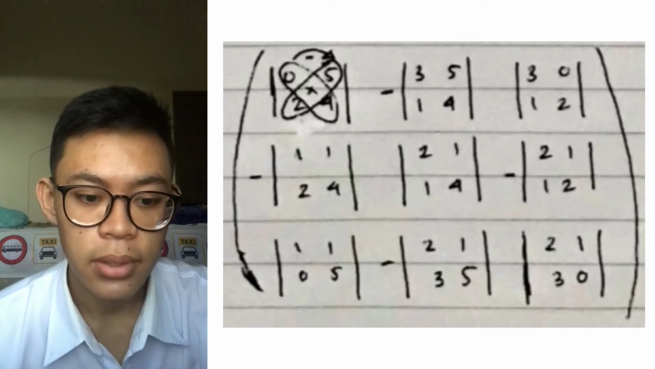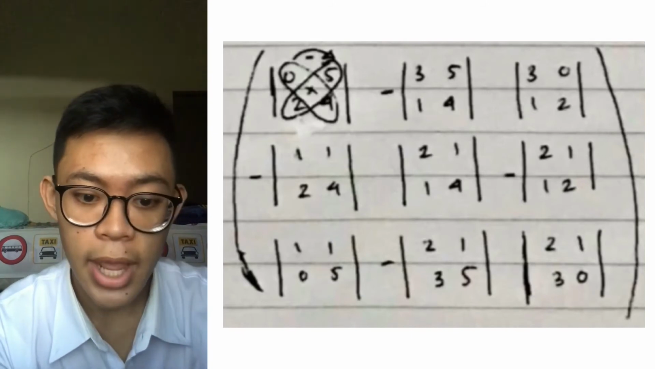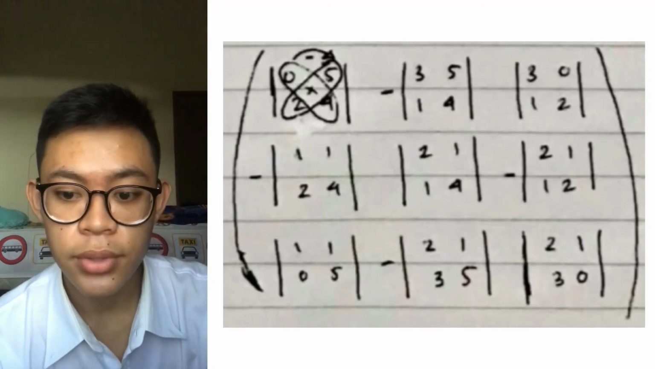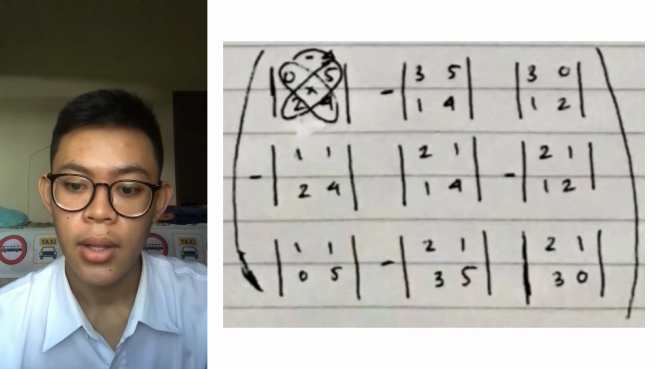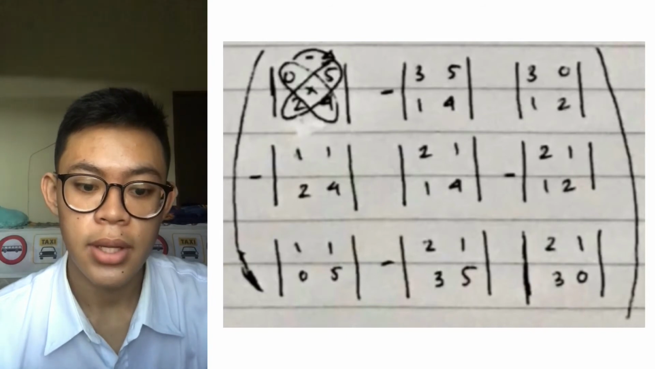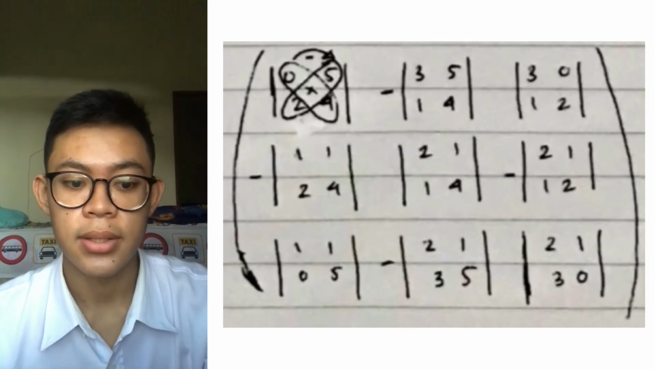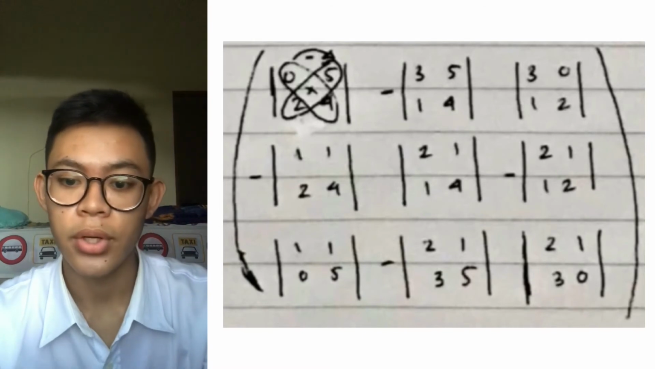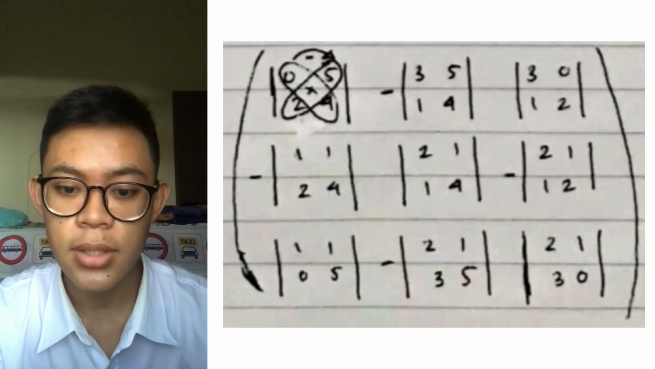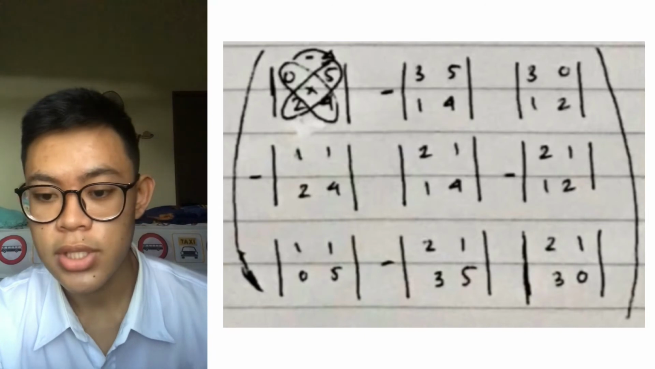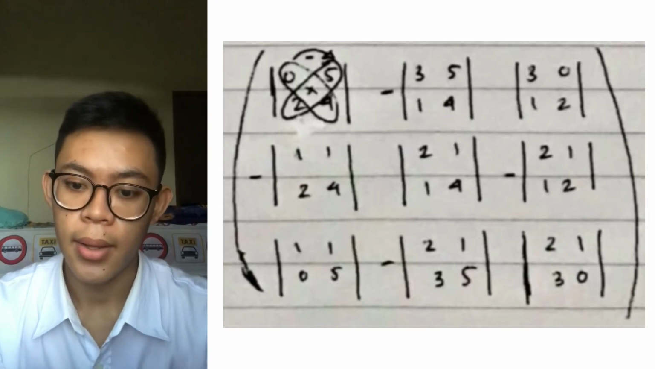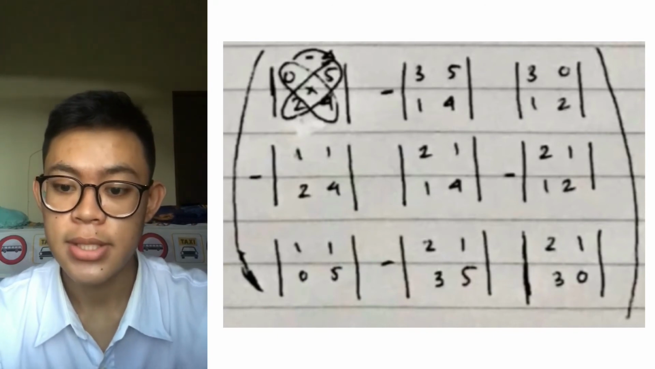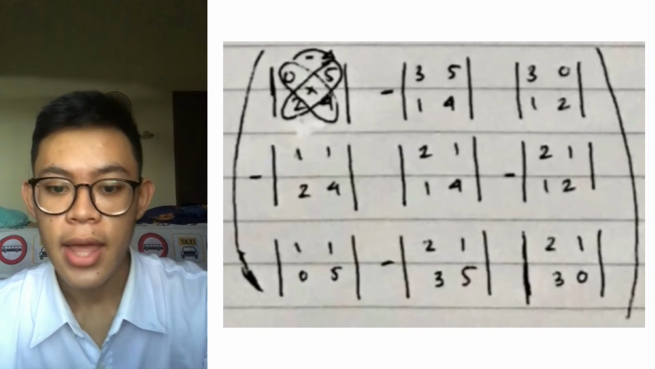For another example, like on the third column, second row, M23. M23 is 2112. So the numbers on the third column, second row is 2112. So we're going to do the multiplication. Like 2 multiplied by 2 is 4, and 1 multiplied by 1 is 1. And then 4 minus 1 is 3.